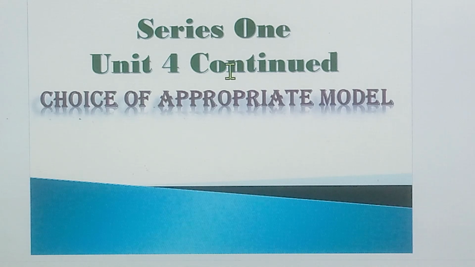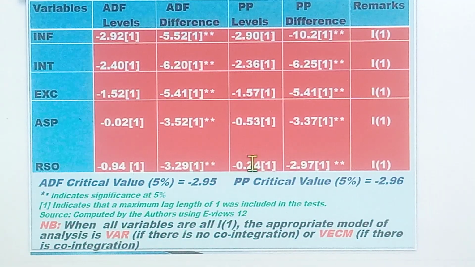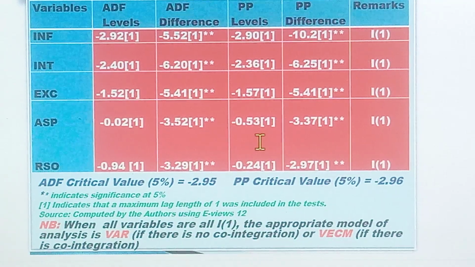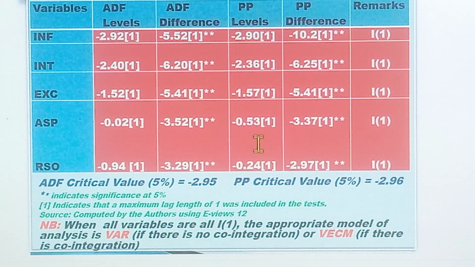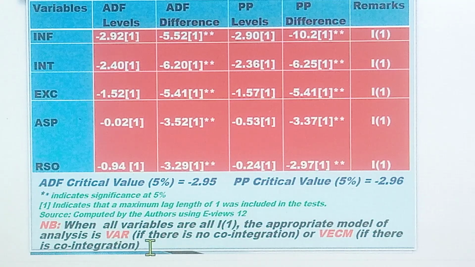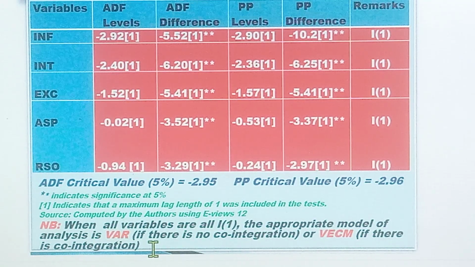This is the continuation of Series 1, Unit 4 of our tutorial on choice of appropriate model. Remember, in our previous video, we established that if the order of integration of the variables is I(1), then we test for co-integration to know whether we will be using VAR or VECM. So with all the variables I(1), if the variables are tested to be co-integrated, the appropriate model of analysis is VECM, vector error correction model.